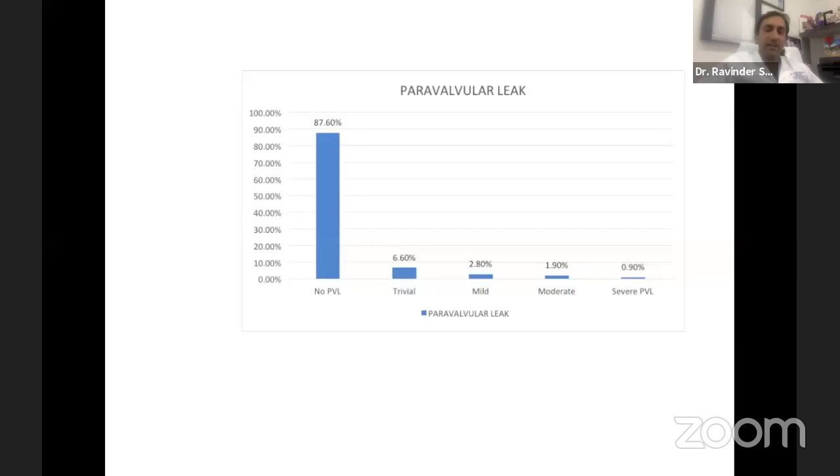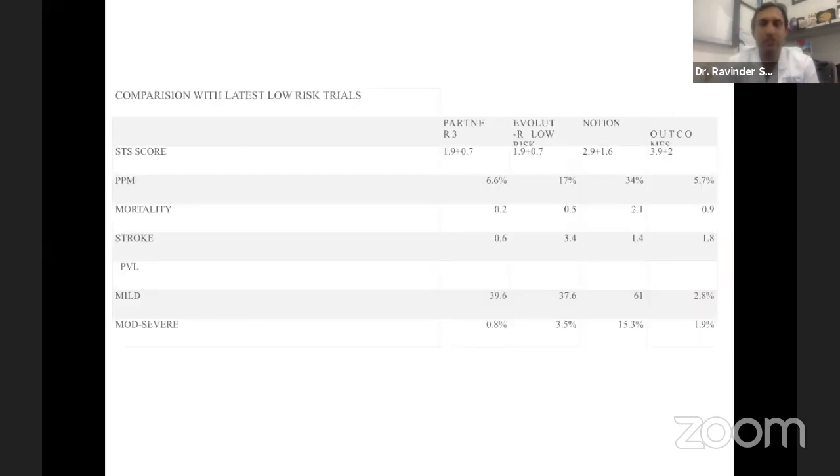As I said, in the current generation where we are doing TAVRs in low and intermediate risk and in slightly younger patients compared to those enrolled in the PARTNER 2, SURTAVI and the low-risk trials, the PVL rate is less. So such patients should leave the cath lab with no PVL. The rate of mild PVL is 2.8%, moderate PVL is 1.9%, and severe PVL is only 0.9%. This is the outcome which I have compared with the latest low-risk trials. The STS score in the PARTNER 3 trial was 1.9, Evolut Low Risk trial was 1.9, NOTION was 2.9, and the average STS score is also similar here.